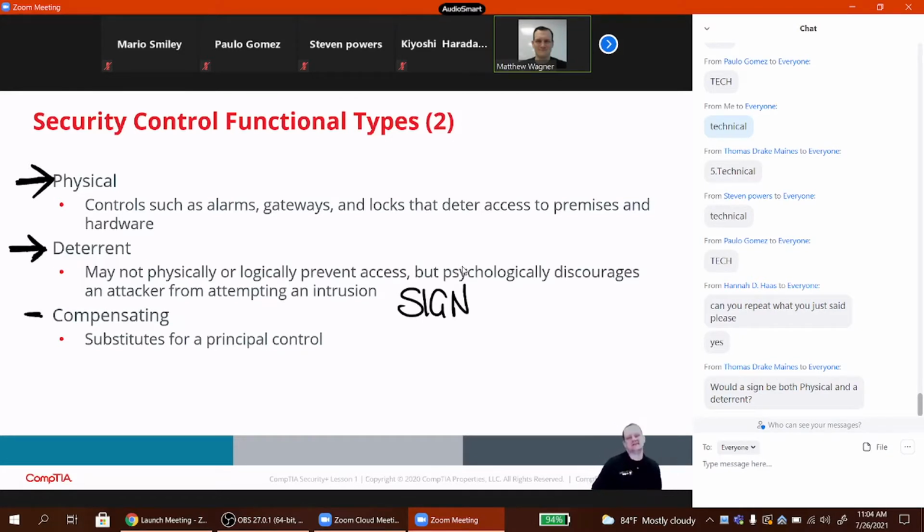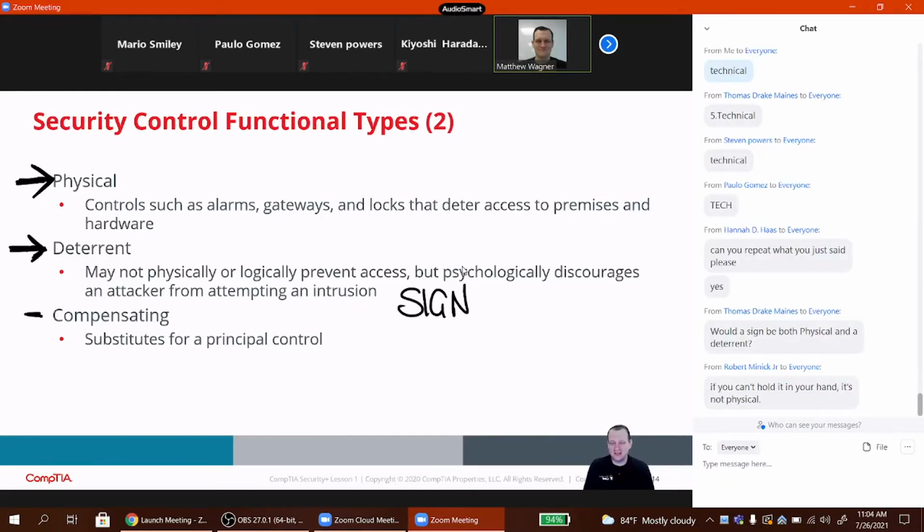How about bright lights? Those are a deterrent. How about a security camera? By itself, a security camera is a deterrent. Right? It's a good point, Robert. If you can't hold it in your hand, it's not physical.